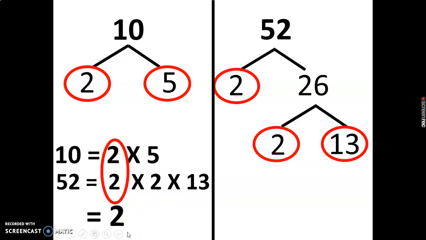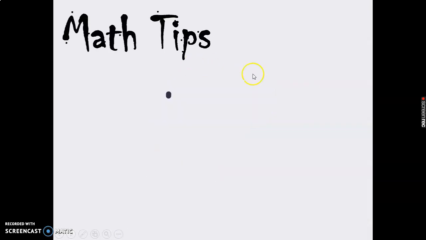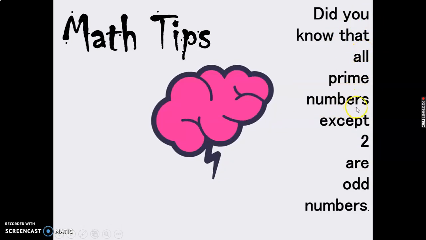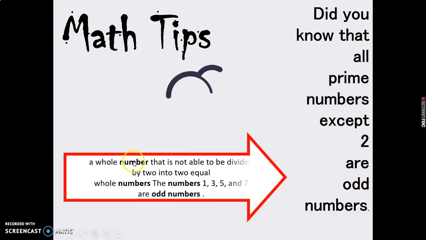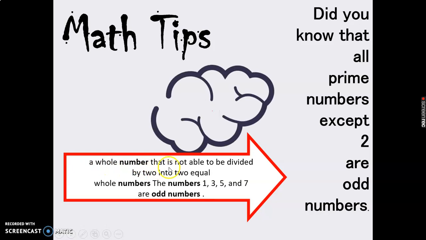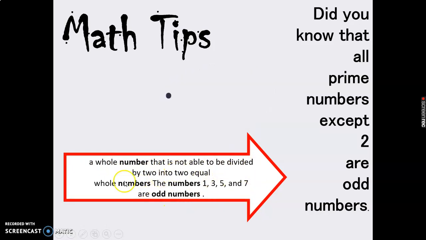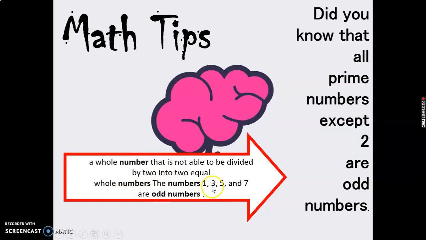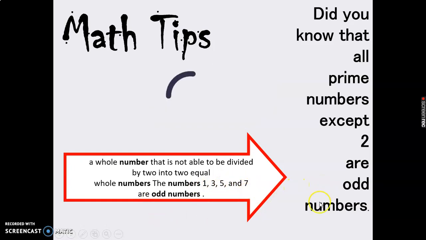Do you understand? Math tips. Did you know that all the prime numbers except 2 are odd numbers? An odd number is a whole number that is not able to be divided by 2 into 2 equal whole numbers. The numbers 1, 3, 5, and 7 are odd numbers.